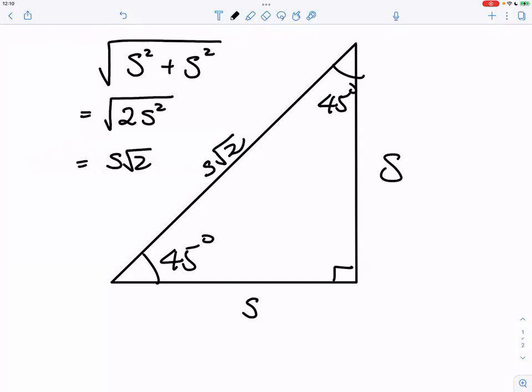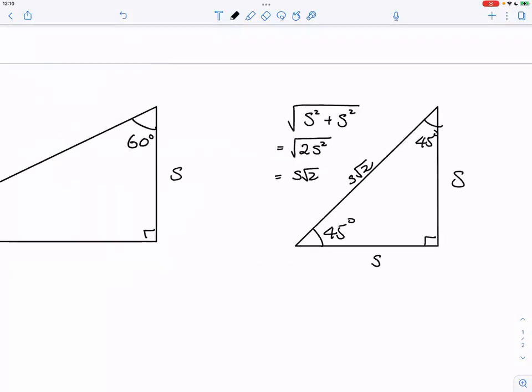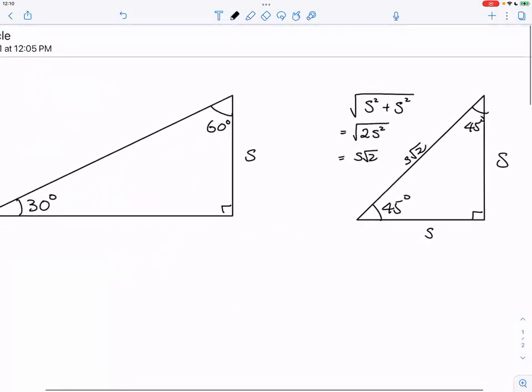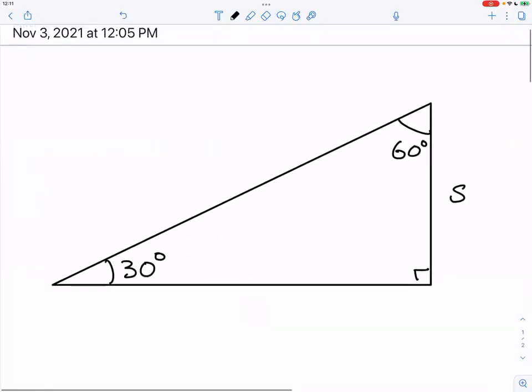Now it's very relevant to what we are doing today. So if you wonder, what are we doing this? It's because it's relevant. Okay. So S root 2. And for the 30, 60, and 90 degree triangle, the hypotenuse is 2S. And the base side right here is S root 3. S root 3.